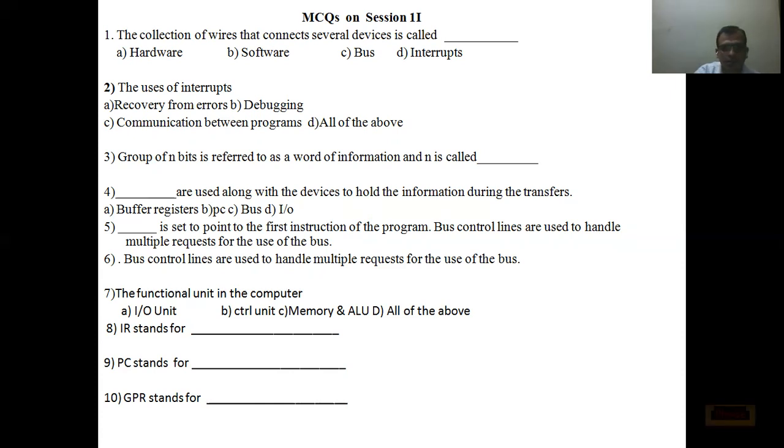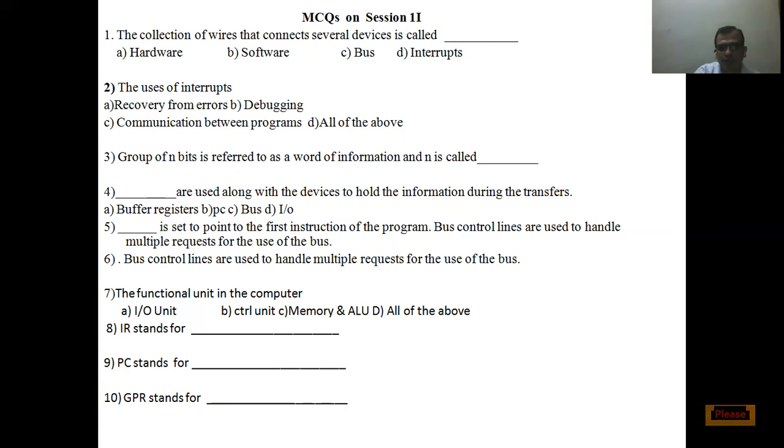The seventh question: the functional units of the computer are A, input output, B, control unit, C, memory and ALU, D, all the above. These are all the functional units, so the answer is all the above. IR stands for dash. IR stands for instruction register. PC stands for program counter. GPR stands for general purpose registers.